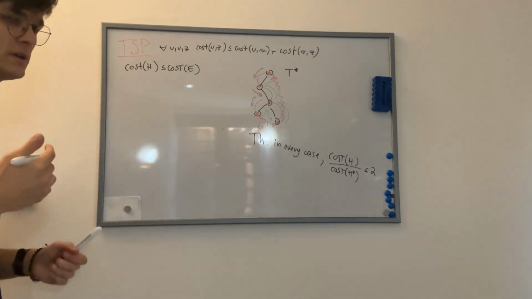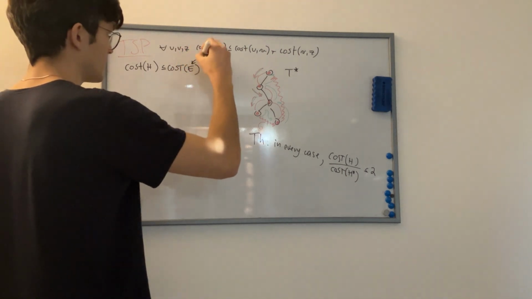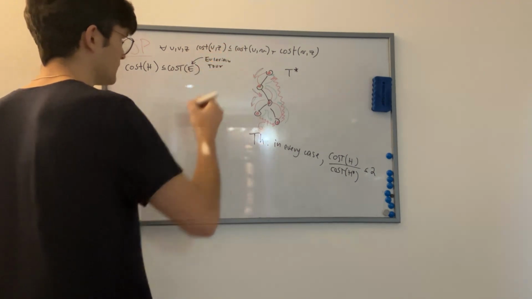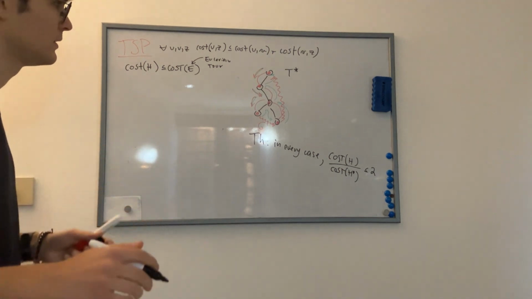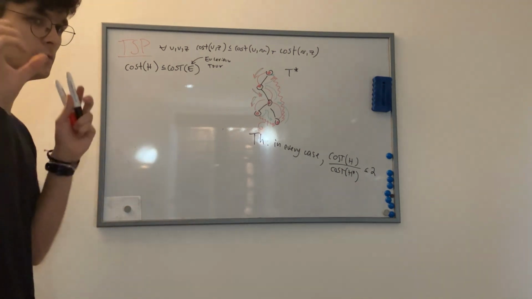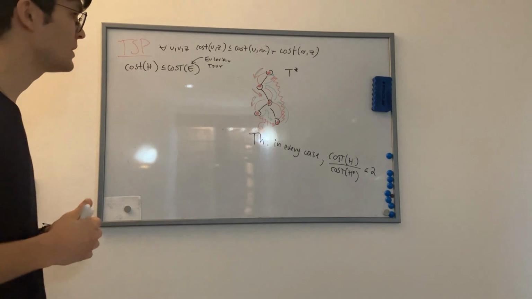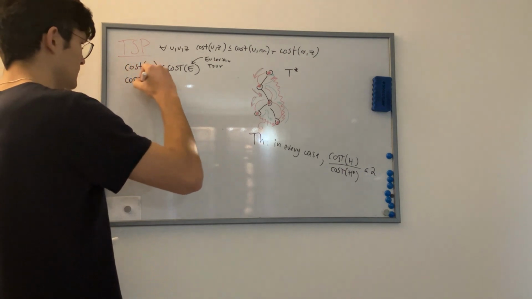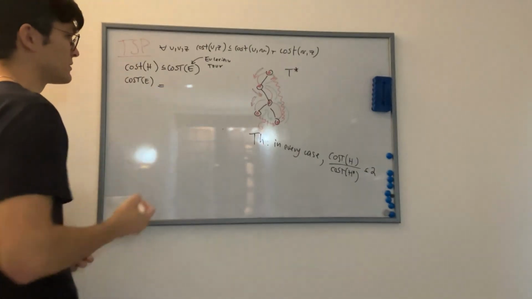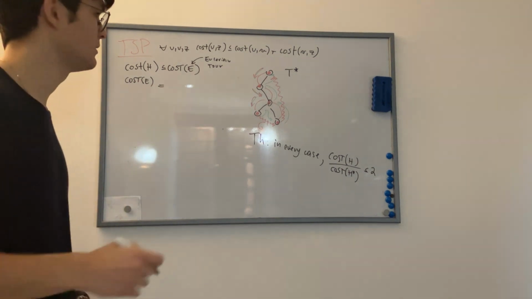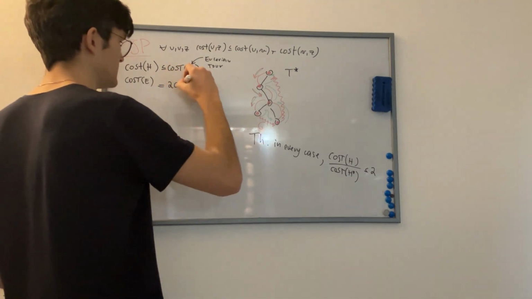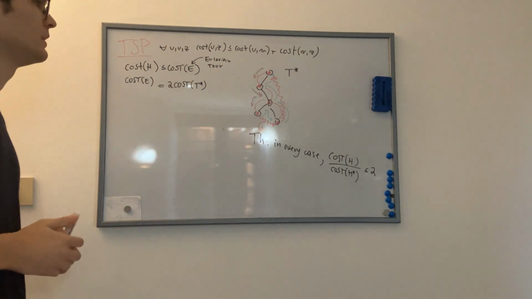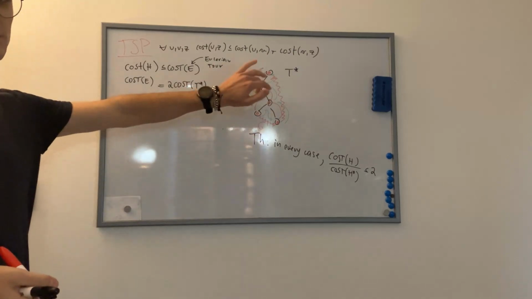Where E, remember, is the Eulerian tour. Because we took a shortcut, we know that we used less fuel, let's say. But what is the cost of E? The cost of E is pretty easy to compute because it's actually twice the cost of the spanning tree, so it's twice the cost of T star. And this is because we doubled the edges on the spanning tree.